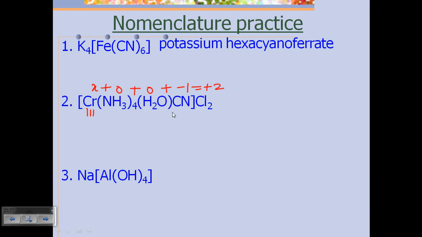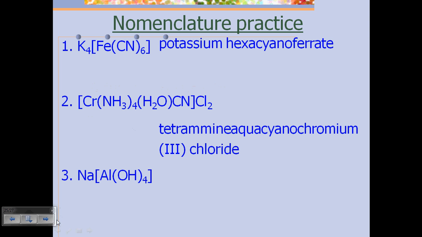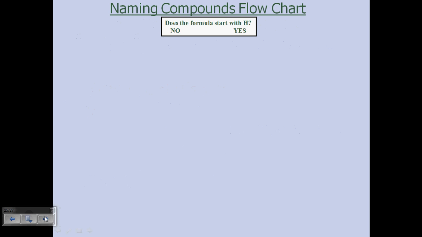Now how do you name it? This is cyano, aqua. This is ammonia. So ammonia comes first. Tetraammine, aqua, cyano, chromium(III) chloride. Pretty fancy. Remember, we don't use mono here to specify single ligands. This one, sodium tetrahydroxoaluminate. When your anion is the complex, you don't worry about the charge on the metal ion. So that's how you name coordination complexes.